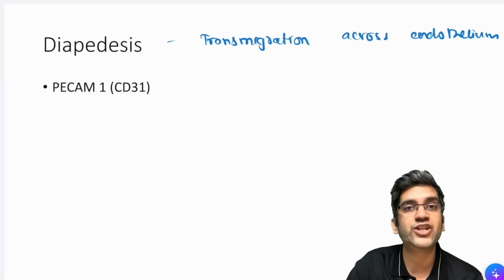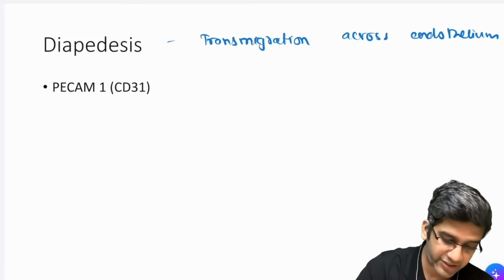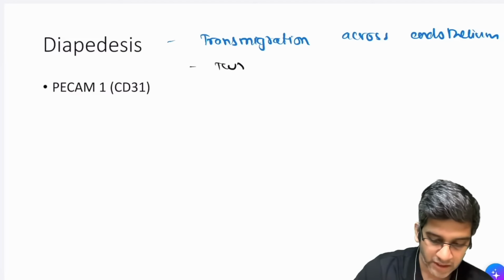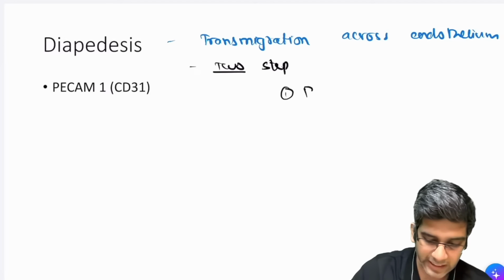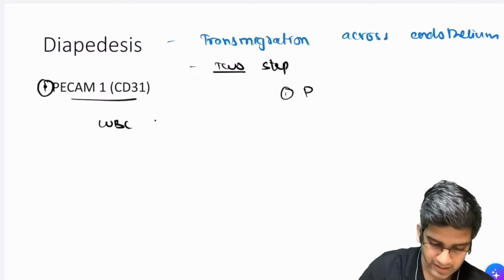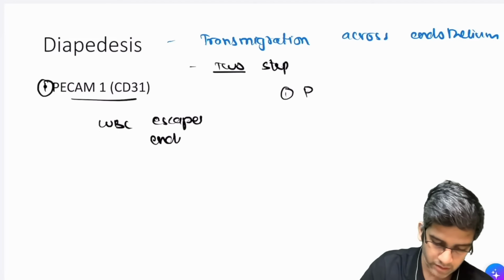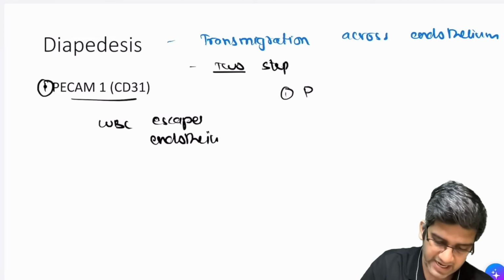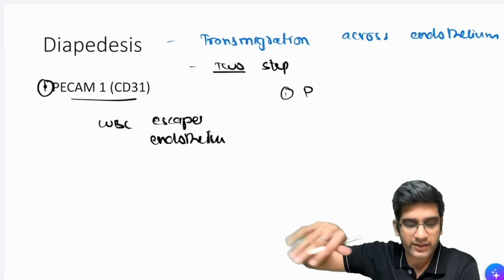The moment it migrates across the endothelium, what will happen? It has to destroy the basement membrane. Then comes, it's a two-step process. Generally, we think that diapedesis is a one-step process. The two-step process: one, with the help of your PECAM1, the WBC can escape the endothelium. It will just bind like any adhesion molecule. It will bind and it will pull and throw it away.